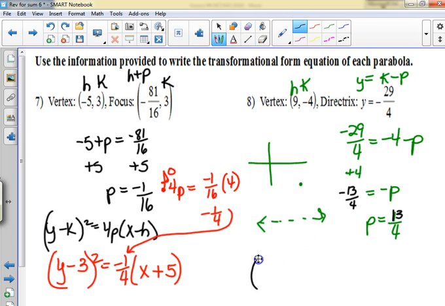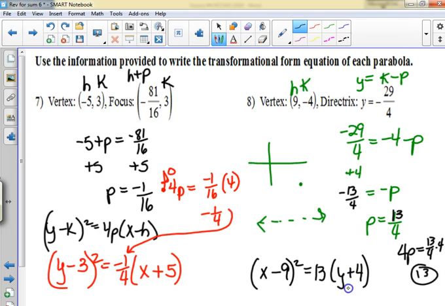So let's write the equation and then we'll go back and talk about the graph. The y, it's opening up and down. So, okay, if we do it just like on the sheet, it'll be x, right? X minus what? H squared equals 4p. What's 4p going to be? 13 fourths times 4, which is 13. Yikes. Y minus k, which is negative 4, so plus 4.